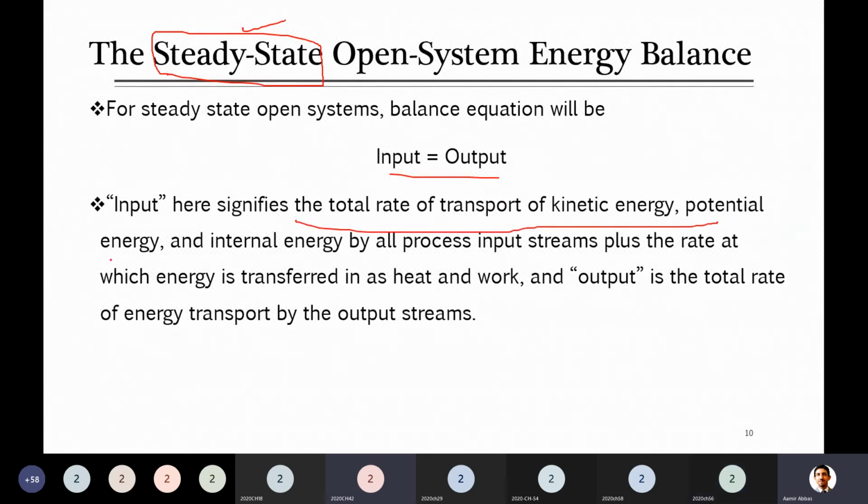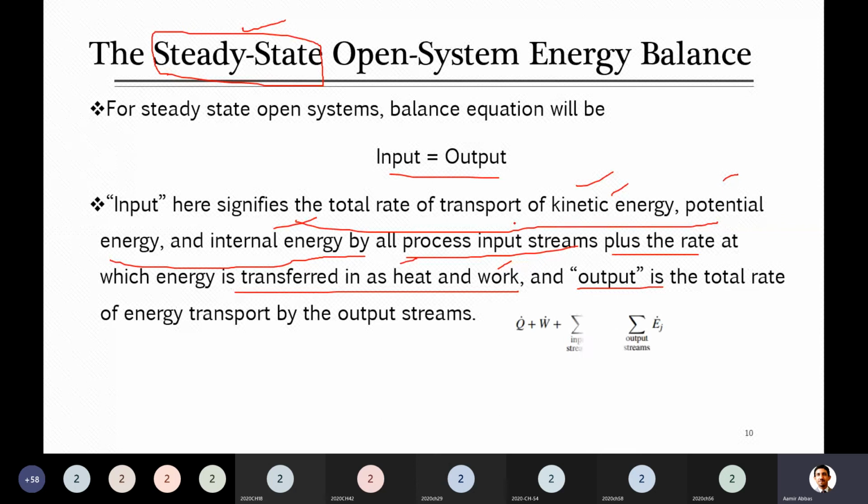They are mentioned here that energy can get in the form of kinetic, potential and internal energy of all process streams which are getting in, plus the rate at which energy is transferred as heat and work. Heat and work, you are already well aware that either in closed or open system, energy can always transfer in these two forms, but in open system these other three terminologies will also be included. Similarly, when any stream flows out of the system, energy can also move out of the system in the form of heat, work and these three forms of energies. So overall I can write it in the form of one equation.